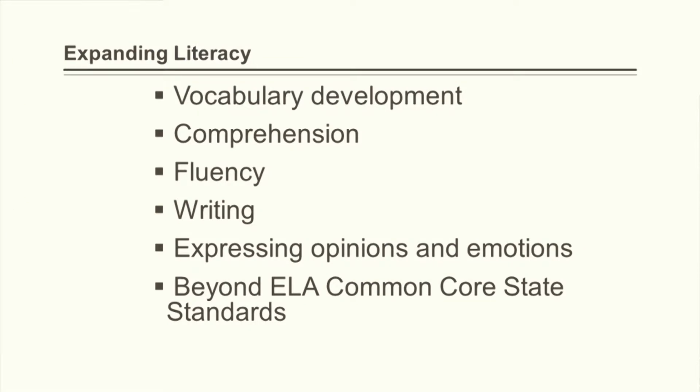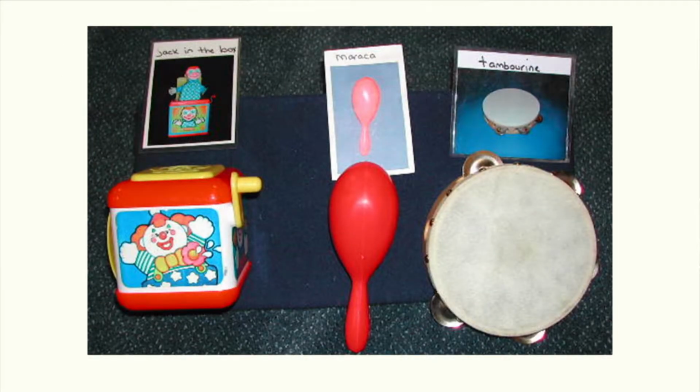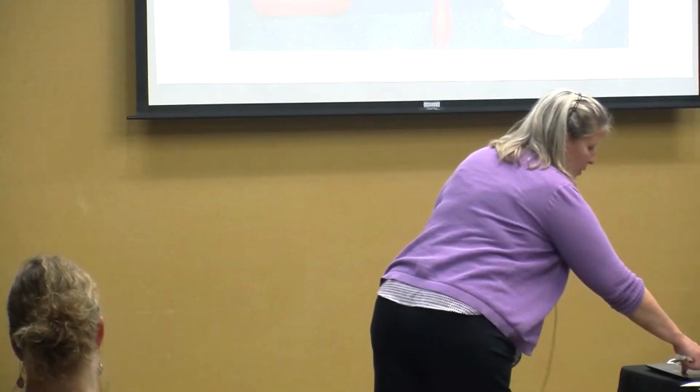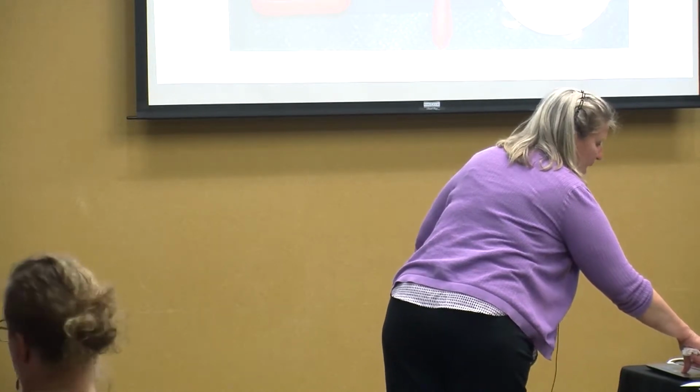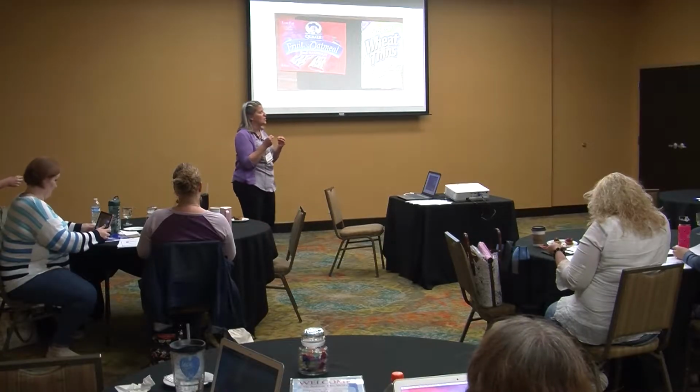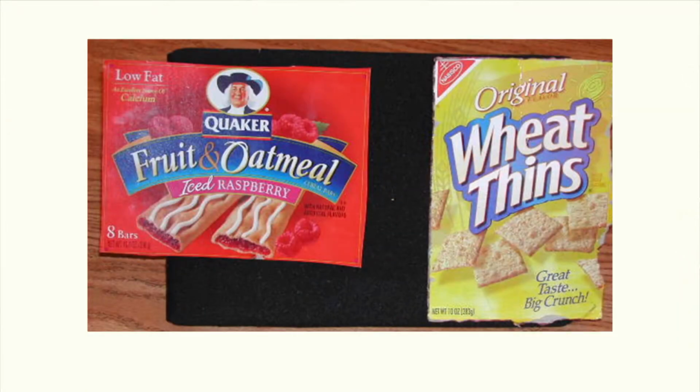Expanding literacy, this is where we're getting into vocabulary and all of those things beyond the core curriculum or state standards. Now, we remember sometimes we have to pair the objects. So you're pairing objects there with the actual object and pictures and the written word. So you're pairing and hopefully fading. Sometimes you have to use the actual objects. So you would use the box of fruit and oatmeal or wheat thins. You would use the cutout and use that as your object cue for the snack.